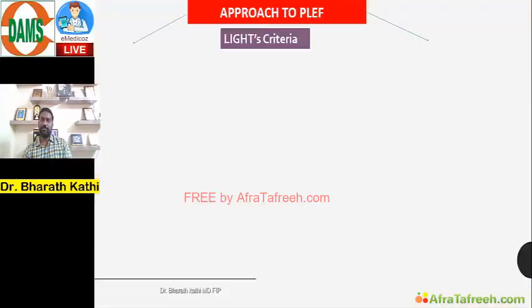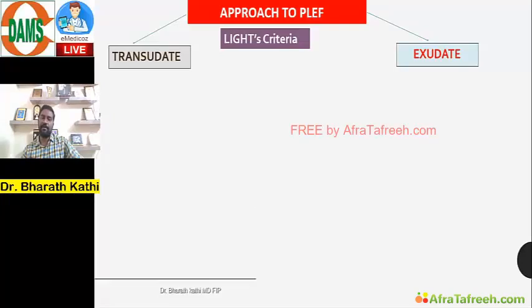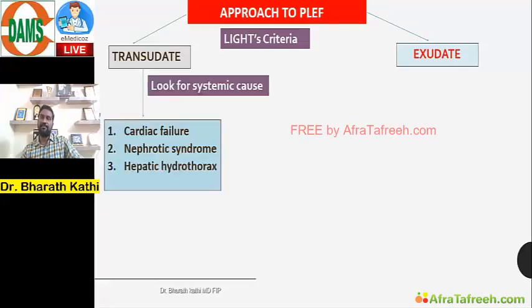Then approach to pleural effusion. Depending on the Light's criteria, you should be able to make out whether it is a transudative effusion or an exudative effusion. If it is a transudative effusion, look for a systemic cause. Is there any heart disease? Is there any kidney disease? Is there any liver disease?